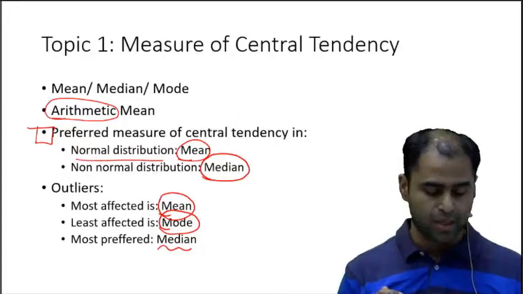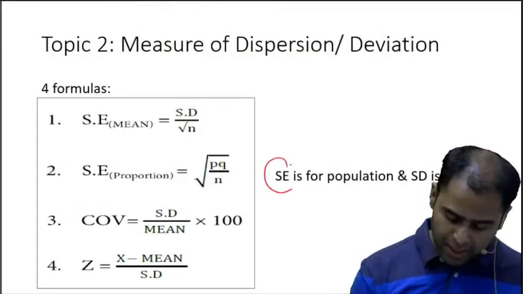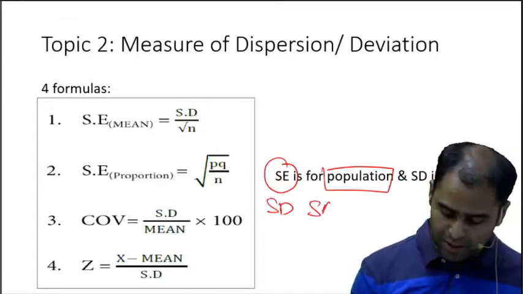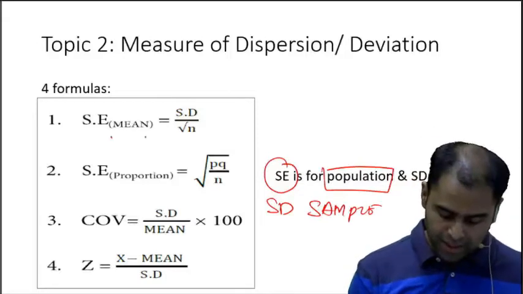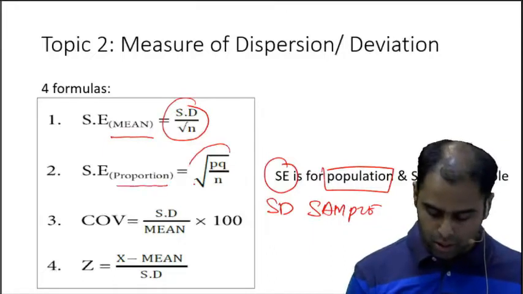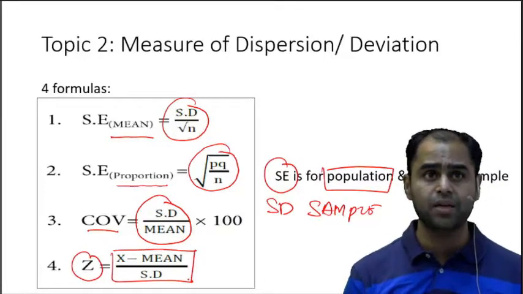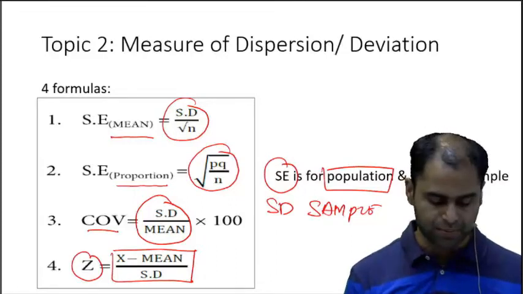Okay. Topic 2, measure of dispersion or deviation. Standard error is calculated for the population, whereas standard deviation is calculated for the sample. We have 4 important formulas over here. Standard error of mean, SD by root over n. Standard error of proportion, root over PQ by n. COV, SD by mean into 100. Z, X minus mean by SD. These are the 4 formulas which are used for measures of dispersion or deviation.